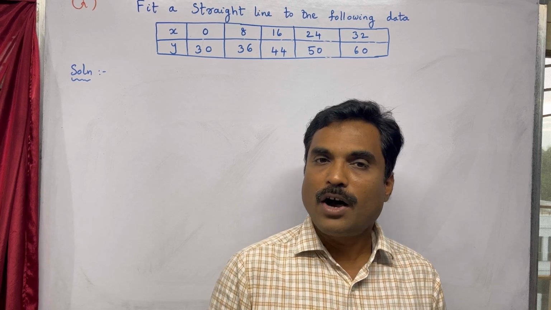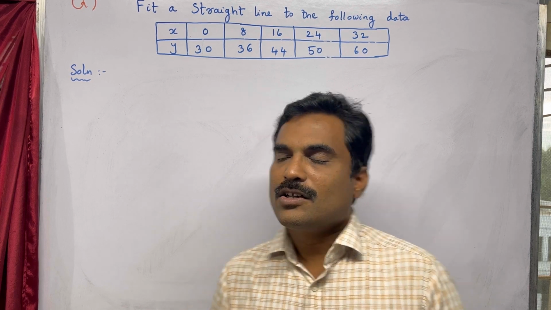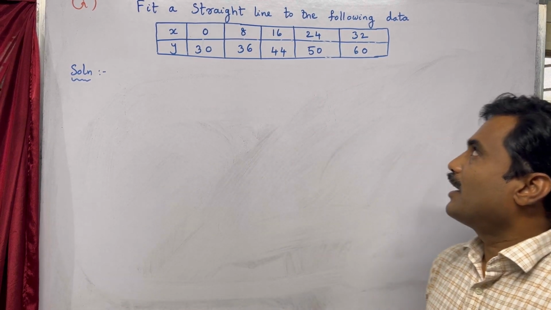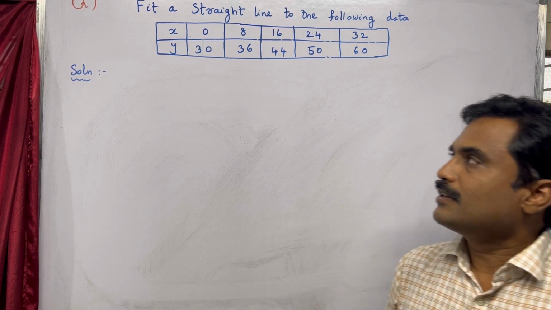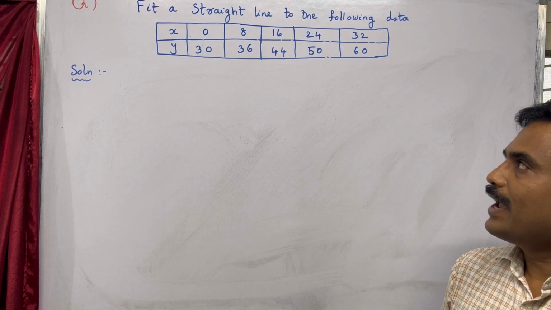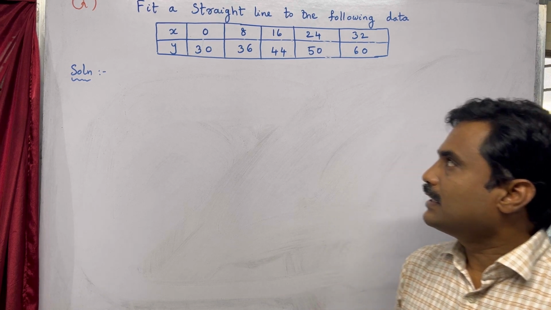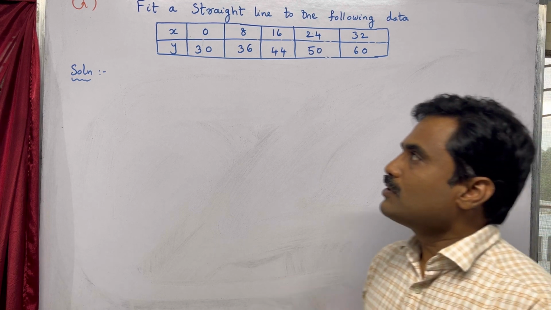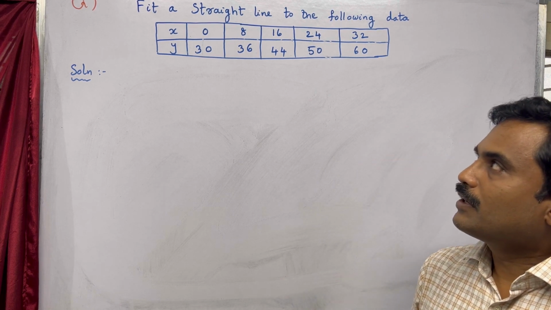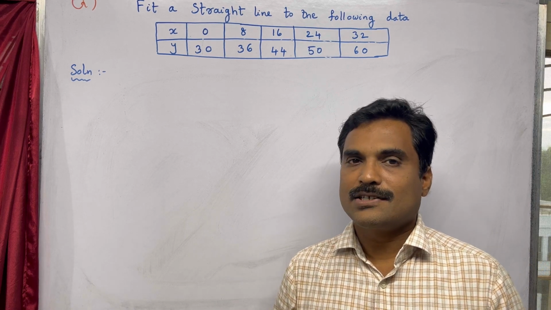In this new video, I'm going to solve a mathematical problem under the topic statistics. The problem is: fit a straight line to the following data. Here they have given the values of x and y. The x values are 0, 8, 16, 24, 32 and the y values are 30, 36, 44, 50 and 60. By using this data, we need to fit a straight line, that is, find the equation of the straight line. We are going to use the least square method.